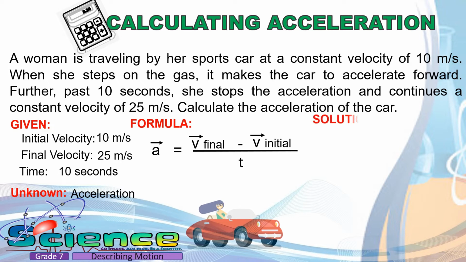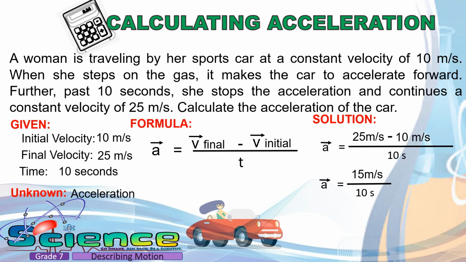Now, let us substitute the given data. Acceleration is equal to final velocity, which is 25 meters per second, minus initial velocity, which is 10 meters per second, divided by the time, which is 10 seconds. Thus, the average acceleration of the woman traveling with her sports car is 1.5 meters per second squared.